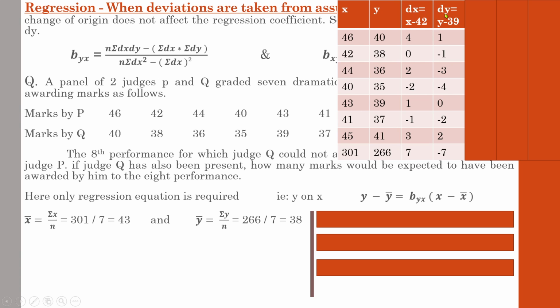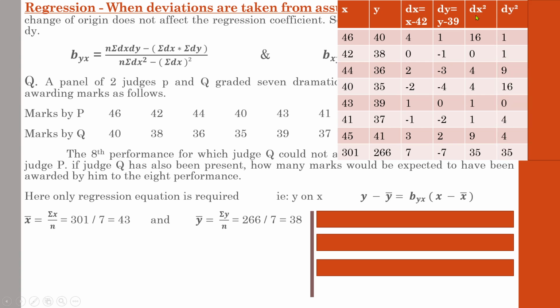So once you have found dx and dy, next you need to find dx square. Dx square means the square of this column. And next one, dy square, that is the square of this column. And finally dx dy, that is multiplying these two columns. So once you have found all these columns, just substitute these values in the equation.